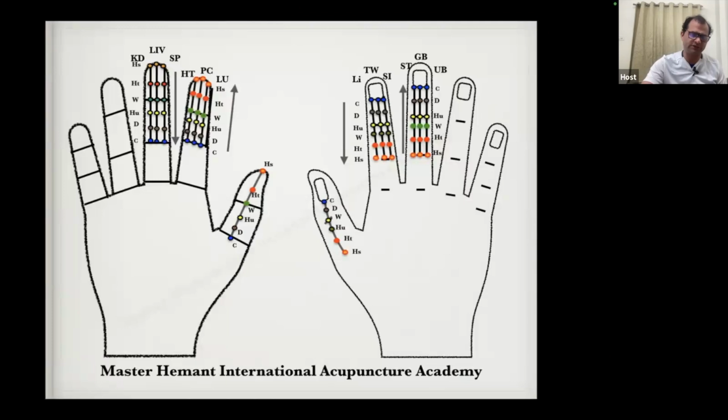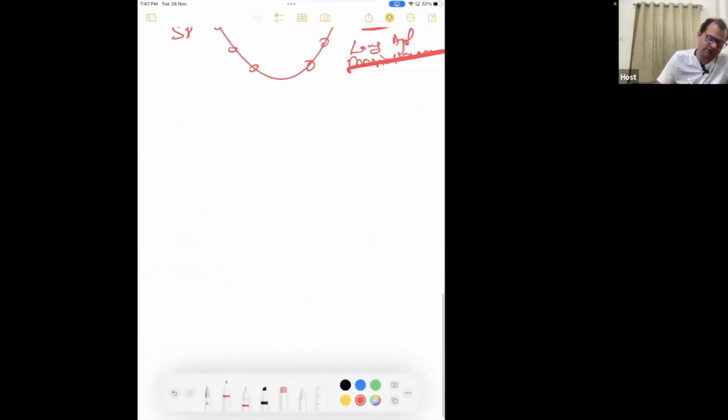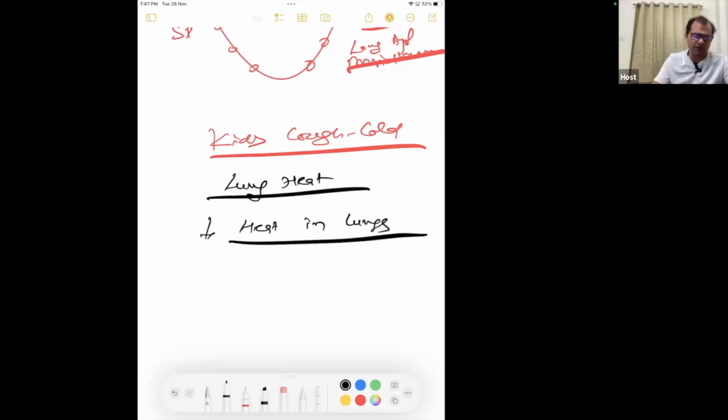We are talking about the yin channels. So we have understood all the points: coldness point, dryness point, humidity point, wind point, heat point, and hotness point. Generally, we know many times kids are suffering with cough and cold. Suppose some kids are suffering with cough and cold. This is due to lung heat. So I am telling you, sedate heat in lungs.